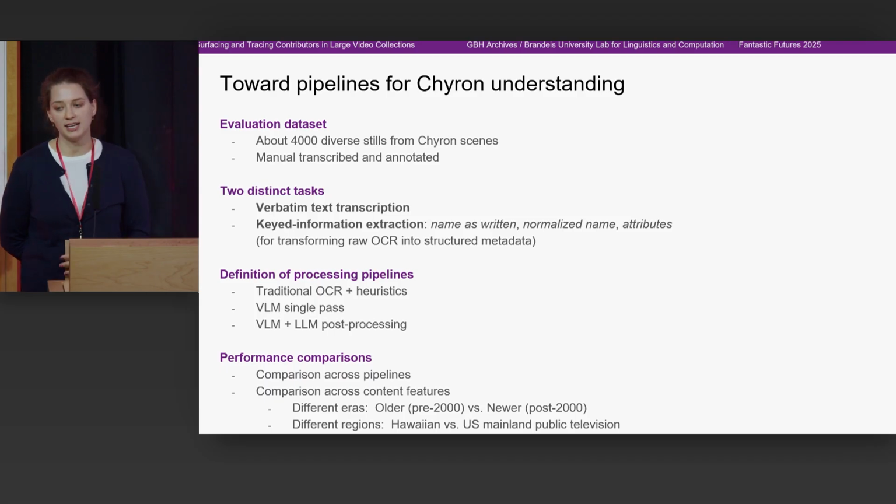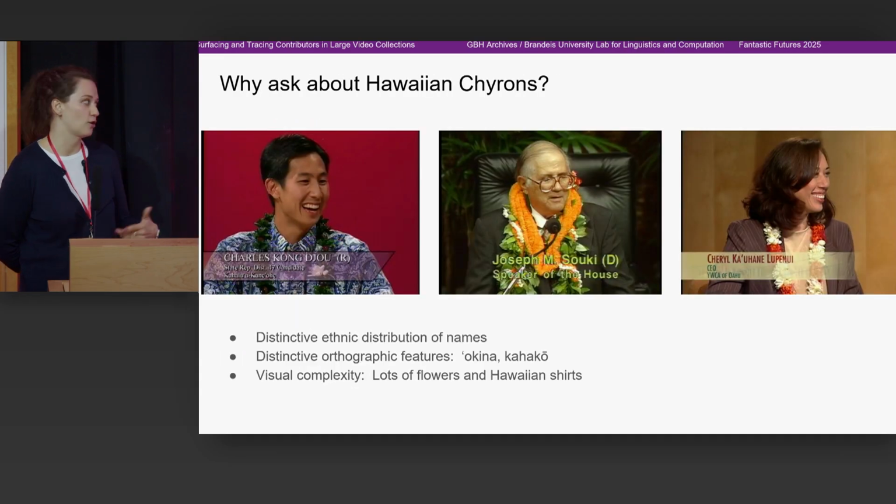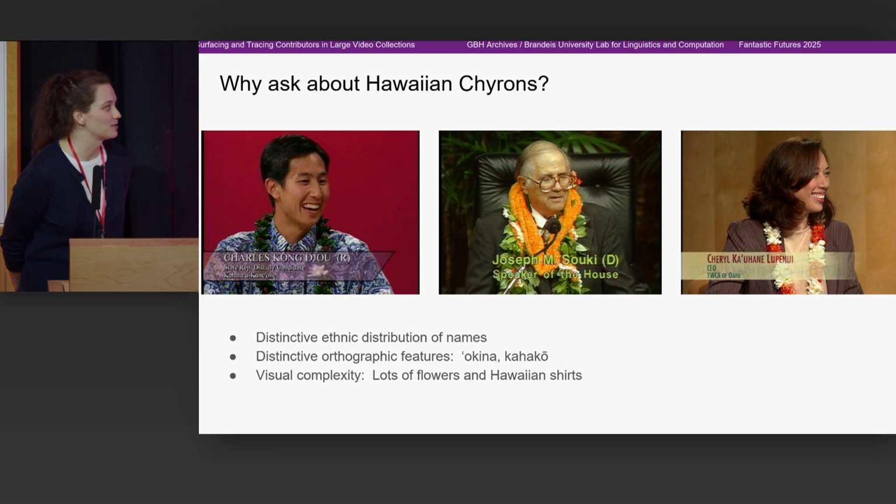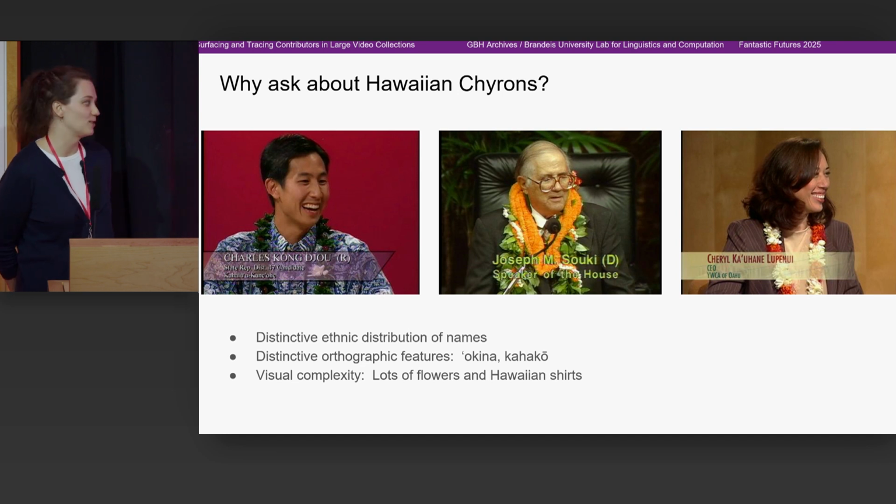So in the creation of the data set, we tried to get a balanced set across time and across the different dates. So why did we choose Hawaiian chyrons? Here's some examples, and you may notice some things here that might present challenges.